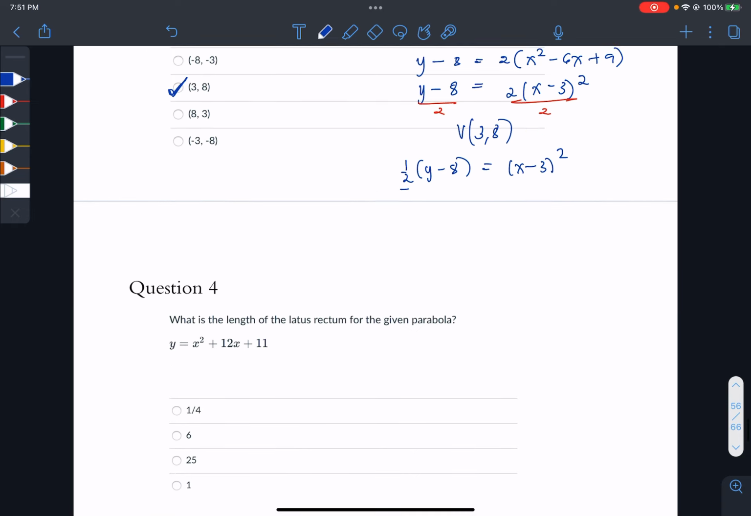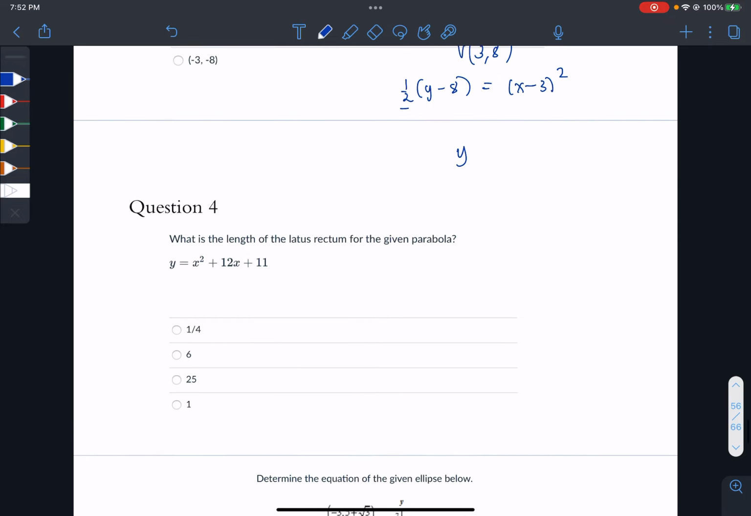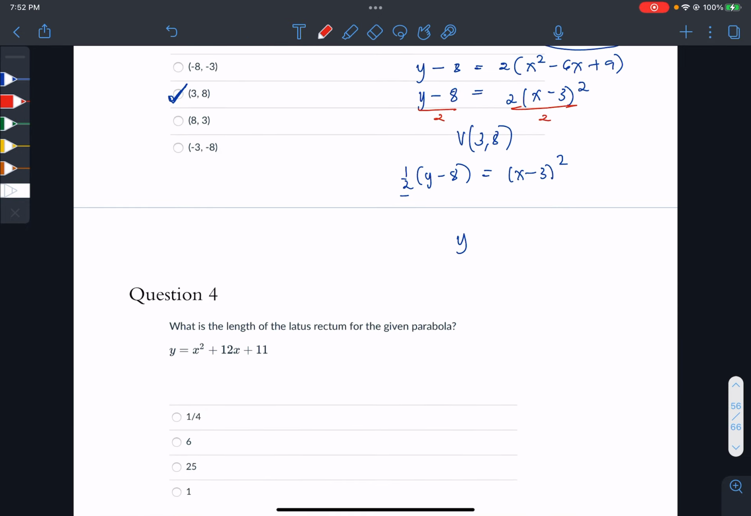So let's have question number 4. So what is the length of the lattice rectum for the given parabola? So just like what we've done before, i-compute lang natin, kasi remember, we have the formula na x minus h squared is equals to 4a times y minus k. So this one, this 4a is called our lattice rectum. So 4a, that's the lattice rectum.